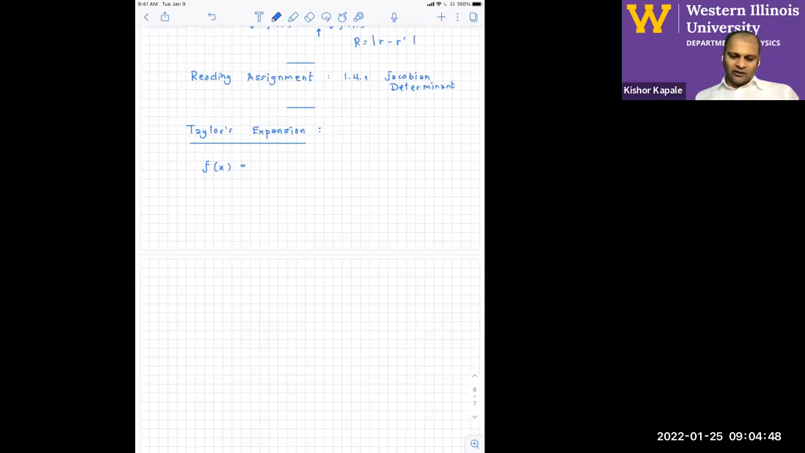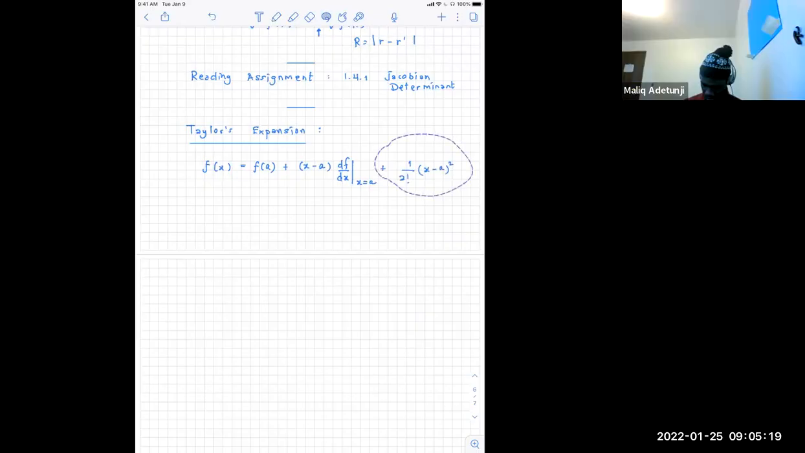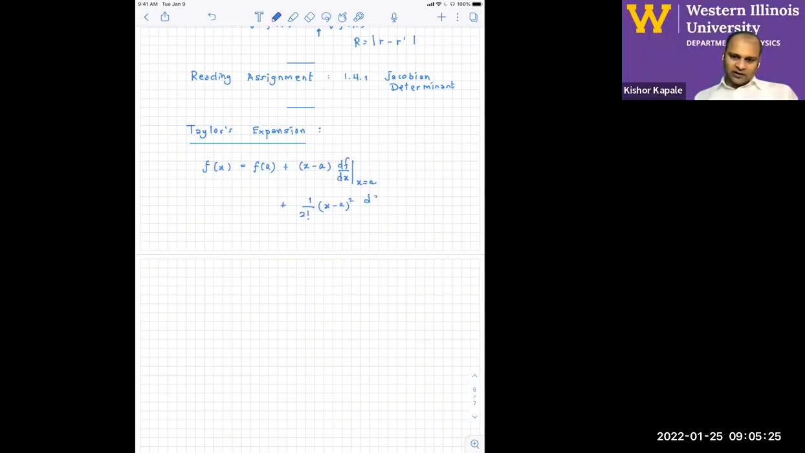So f of x, where x is a point in the vicinity of some other point where you already know the value of the function, f of a. Then you can expand f of x around that f of a. And so, x minus a, df over dx evaluated at x equal to a, plus 1 over 2 factorial x minus a squared, and then you have the second order derivative of f with respect to x.